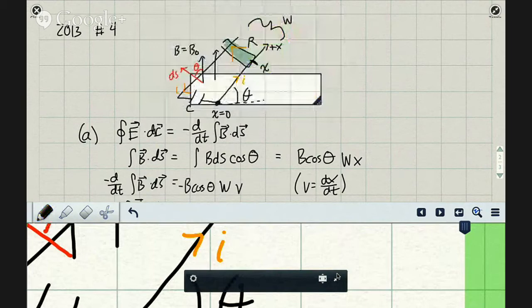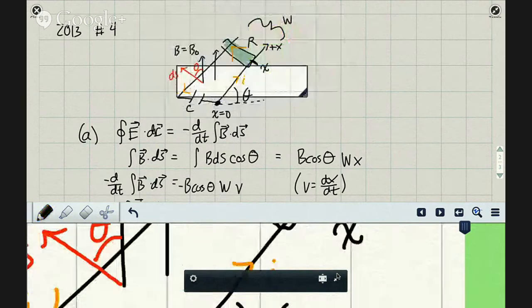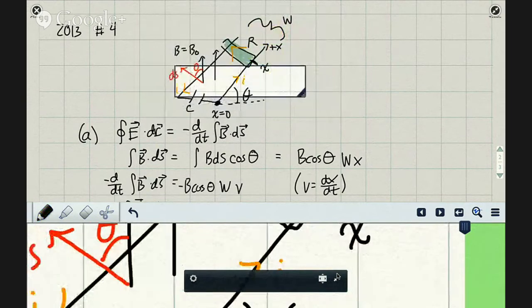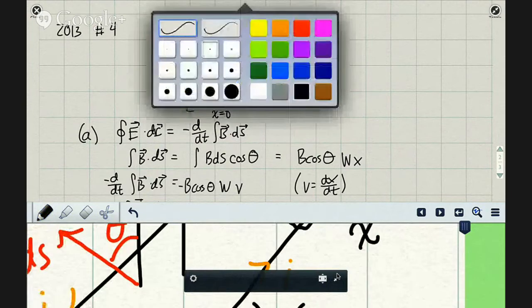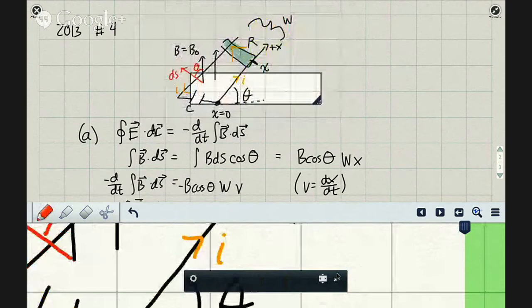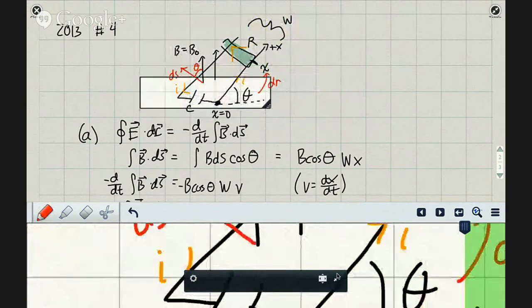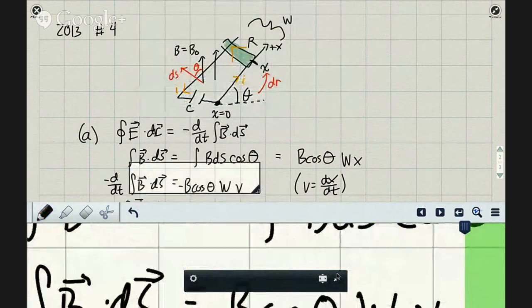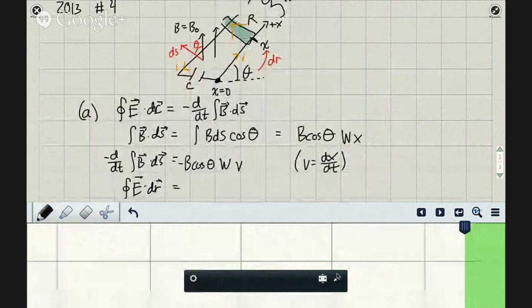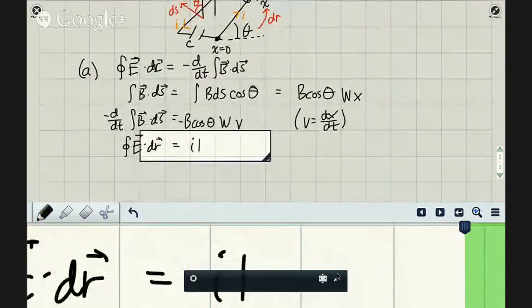And so we have ds pointing perpendicular, pointing out. Using that same right-hand convention, we know that dr must go this way with the current. So dr is going to go this way around the circuit with the current. In other words, we're integrating that way around the circuit. If we're integrating with the current, what do we get in the end? Well, we're going to get IR across the resistor.